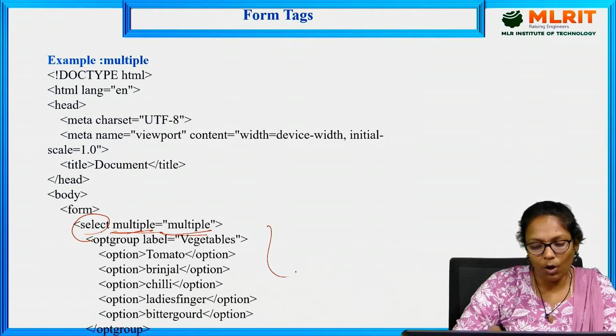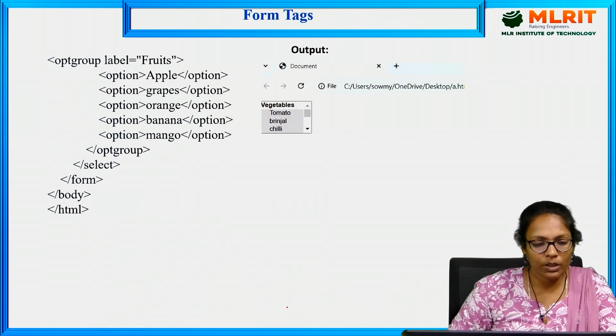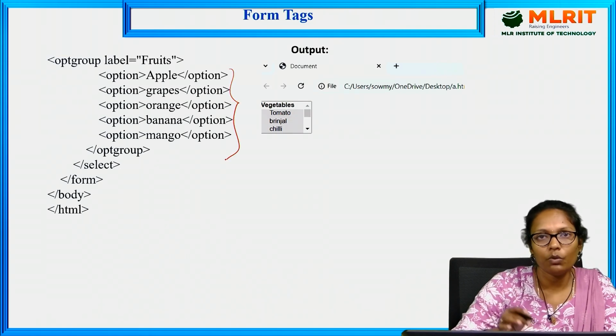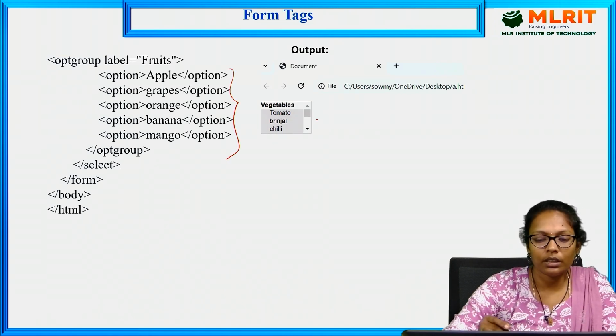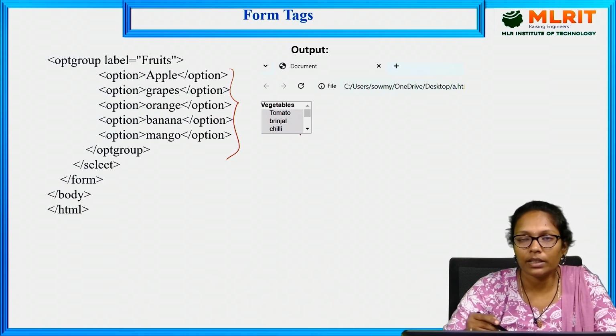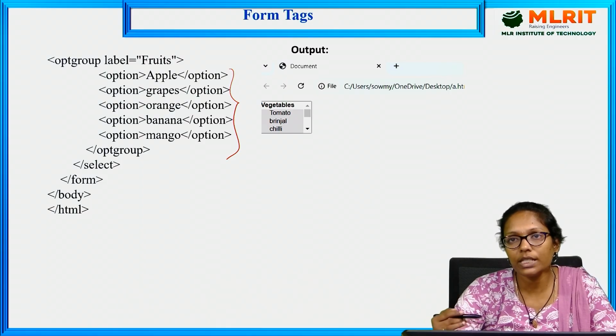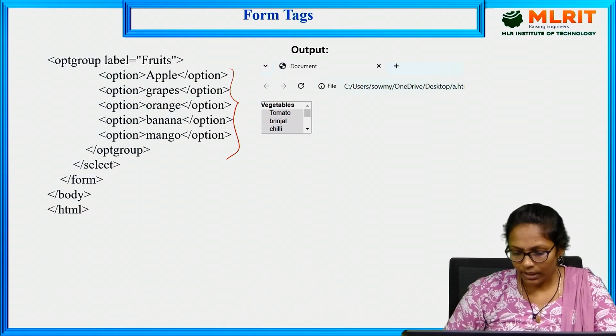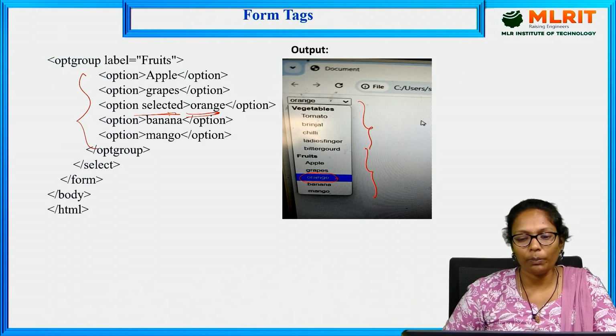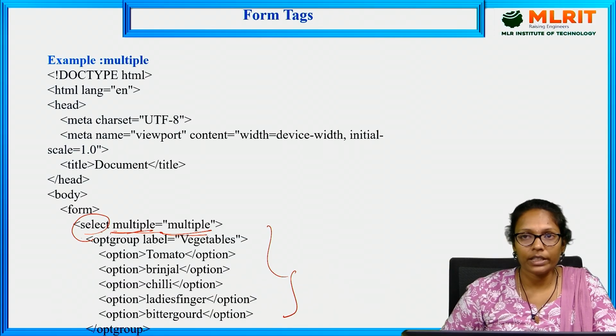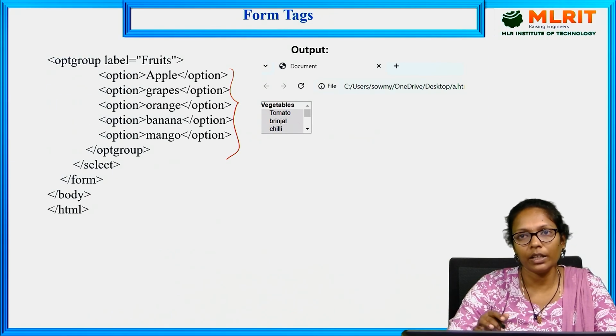And the same thing, option group for vegetables and 5 vegetables, option group for fruits and the 5 fruits. And you can see, you can select multiple items at the same time. But the appearance of the drop down list is different if you use this. Previously it was showing like a drop down list, but once you write this multiple, it is like a different list.